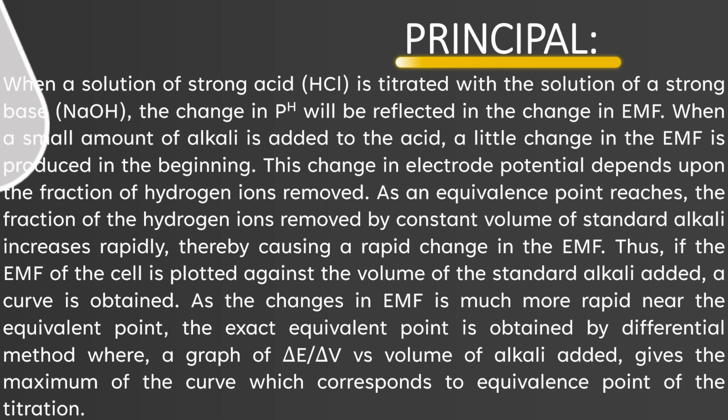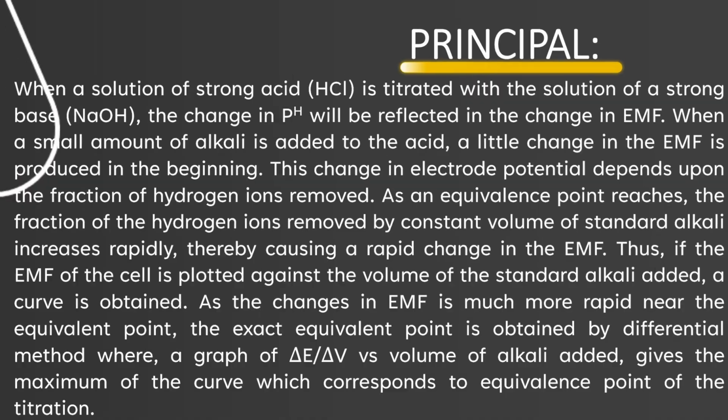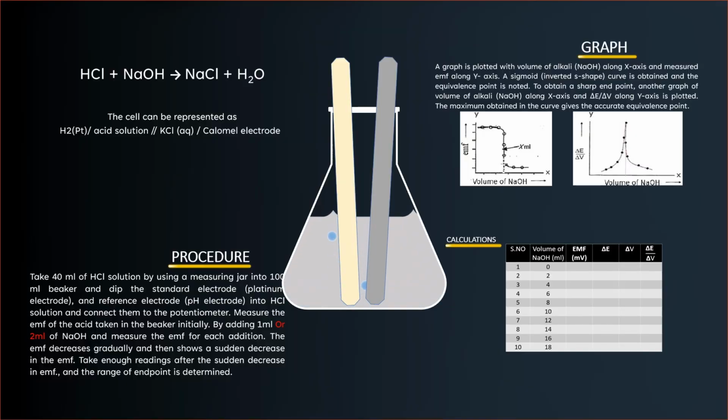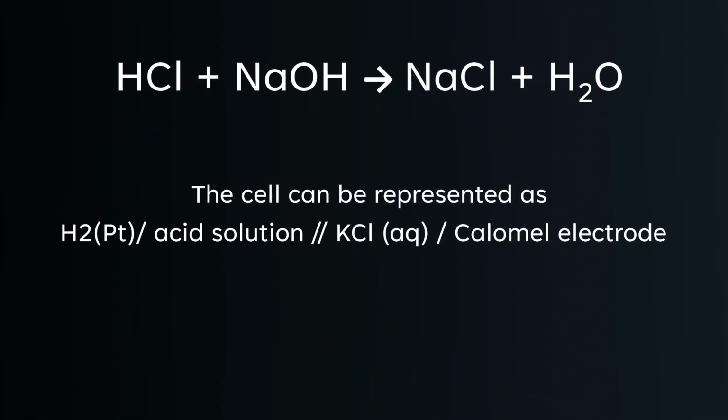As the change in EMF is much more rapid nearer to the equivalence point, the exact equivalence point is obtained by the differential method, where a graph of delta E by delta V versus volume of alkali added gives the maximum of the curve, which corresponds to the equivalence point of the titration. HCl plus NaOH gives rise to NaCl plus H2O.